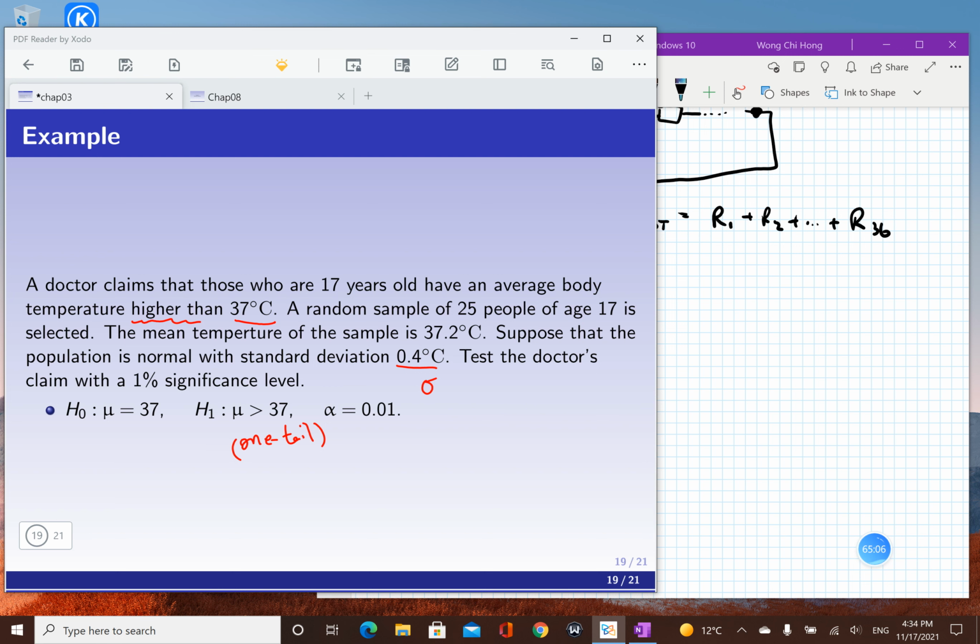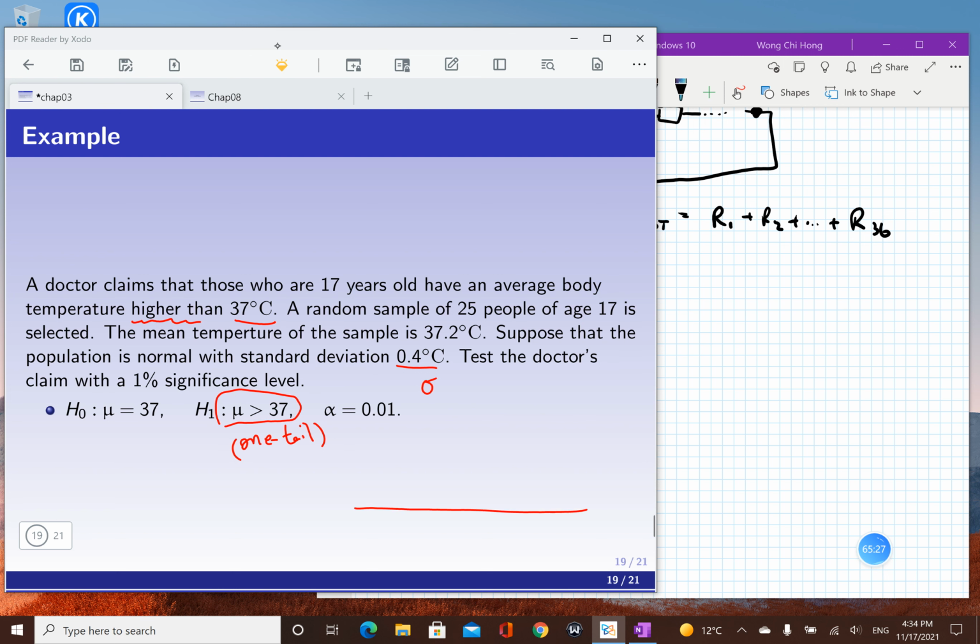If you're getting something lower than 37, if your sample mean turns out to be like 35 or 36.6, we wouldn't say it's higher. We still, of course, keep our null hypothesis. In this case, we have a one-tail test.